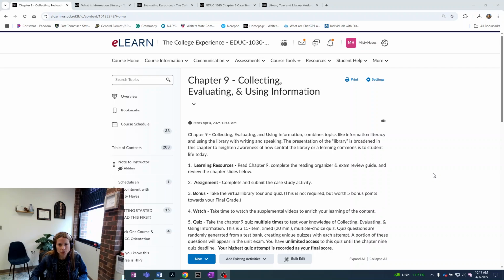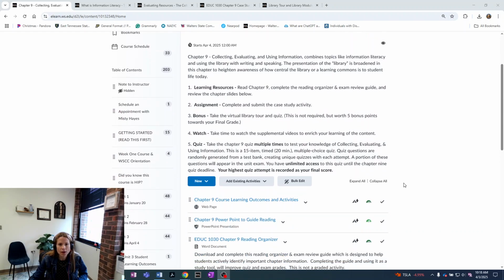In this chapter, you're also going to have some wonderful resources, one of them being the virtual library module. So you're going to have a virtual library tour. It's a module that we created where you're going to go through the library. It's going to talk to you about what kind of useful information they have, what kind of resources, how it can help you, and how to use it. And then you will have a chance to take a library module quiz, which can earn you up to 5 bonus points. So I would definitely take advantage of that. So there's a lot of great resources in this chapter.